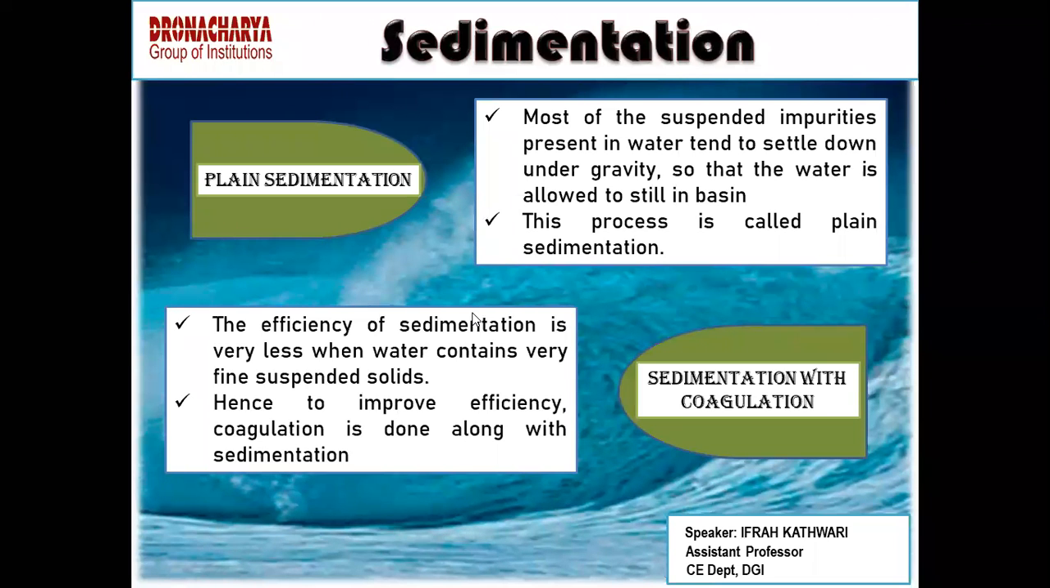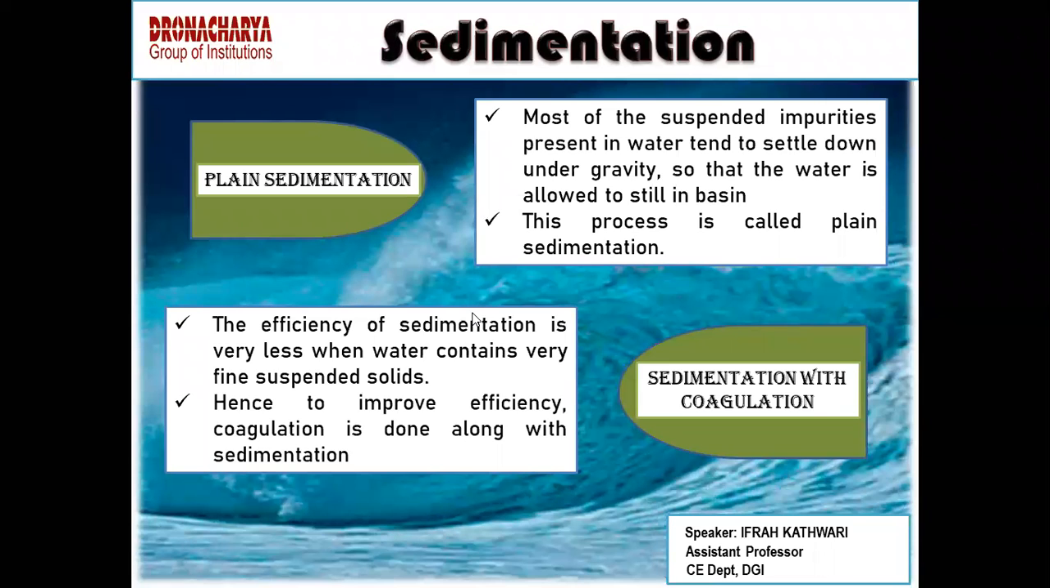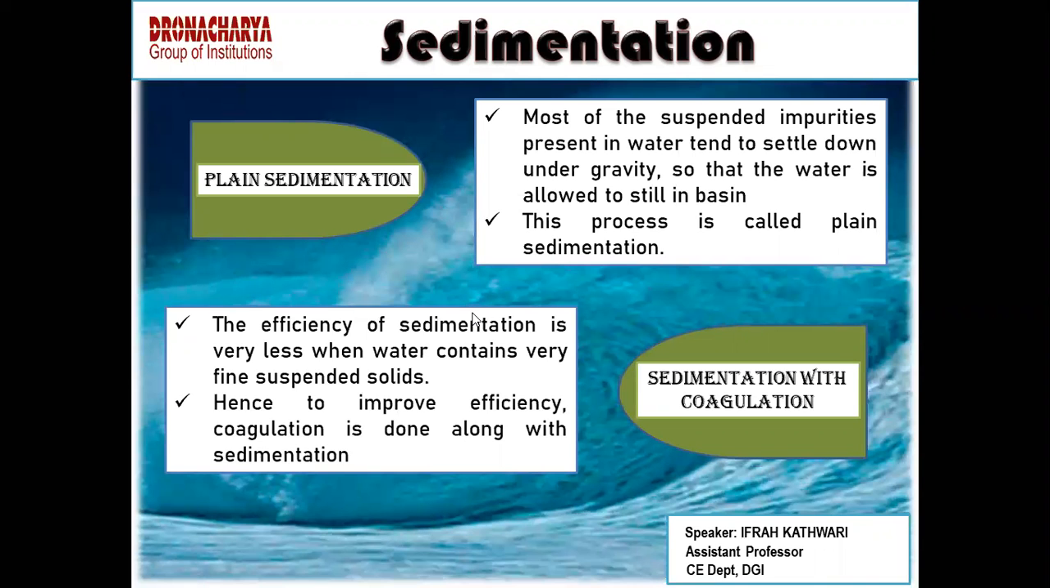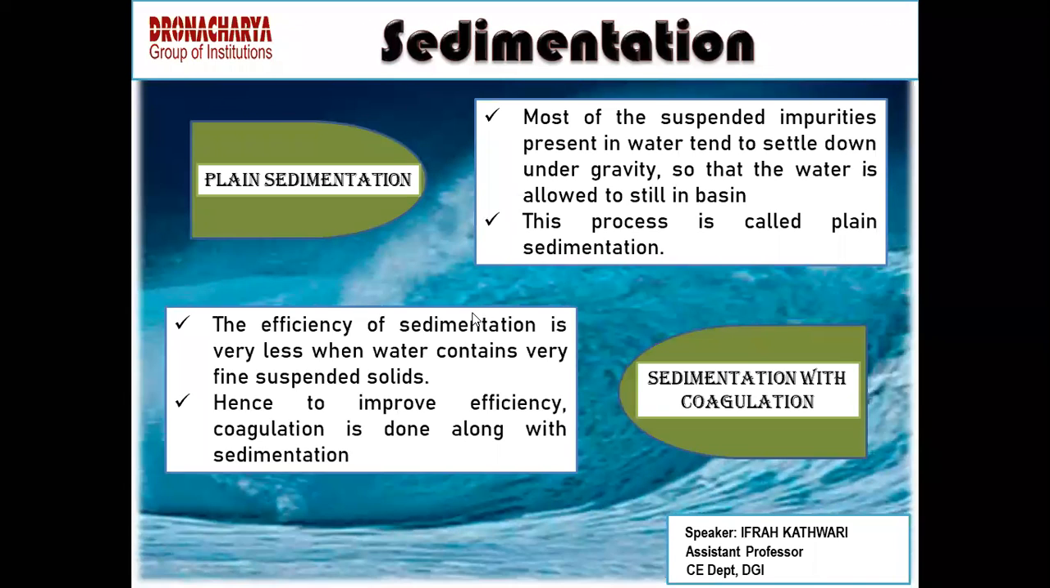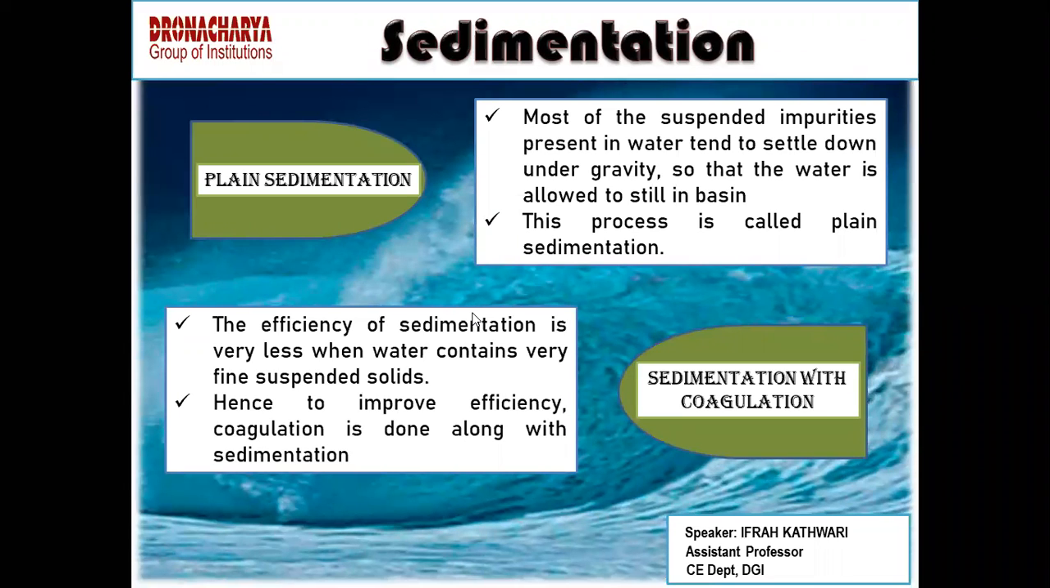the particles which are larger in size, which have specific gravity more than one, will ultimately settle down. They have high density. They will settle down under the action of gravity only. We don't need any external force to make them settle down at the bottom.